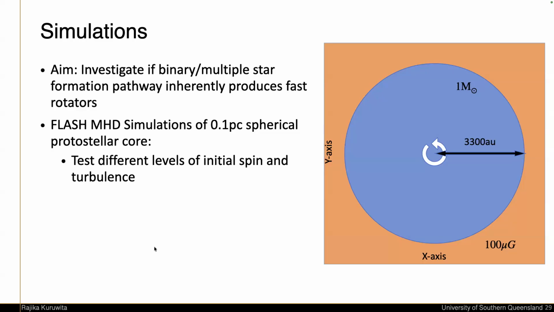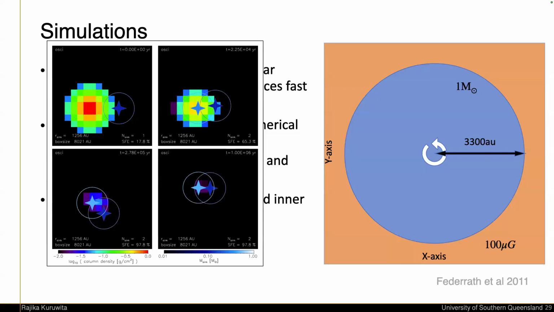And I tested different levels of spin and turbulence. So sometimes I had the cloud spinning slowly, sometimes I had it spinning fast, and then also simulations with turbulence and without turbulence, because these pre-stellar cores, we observed them to have some subsonic turbulence. And then after we set up the simulation, we let the cloud collapse and then sink particles can form.